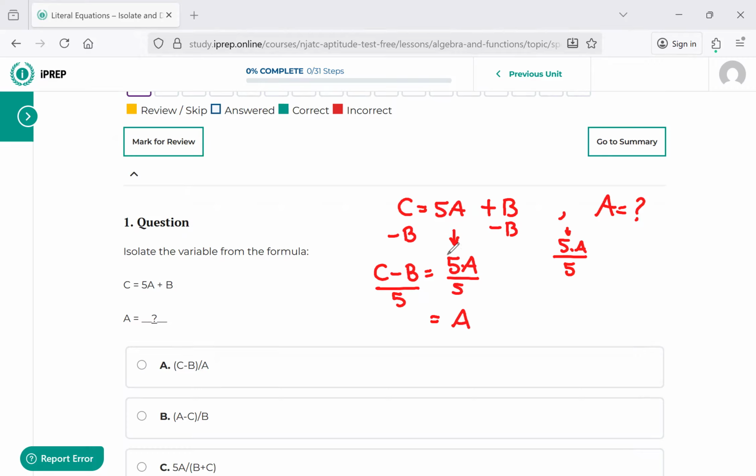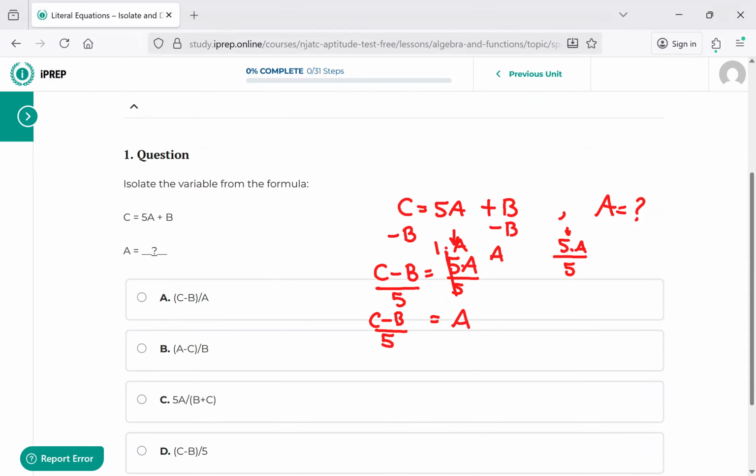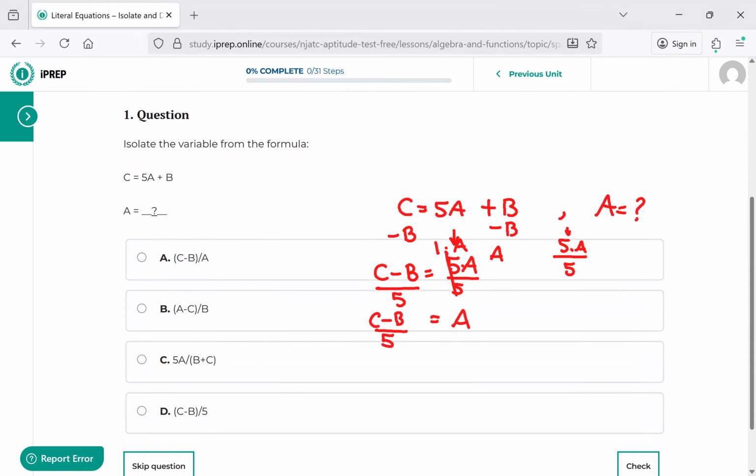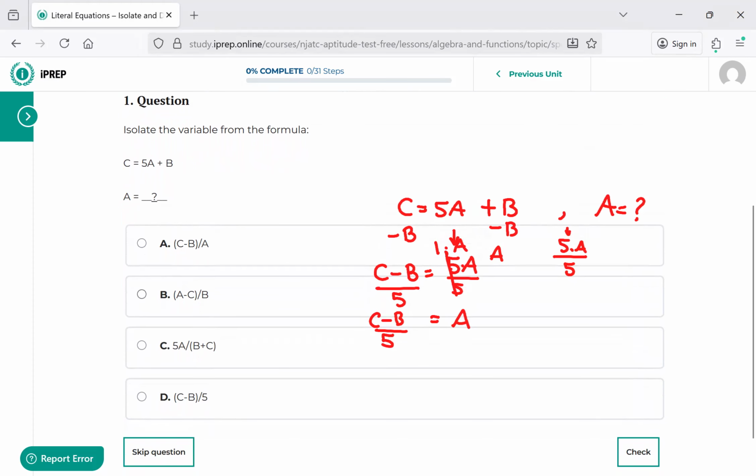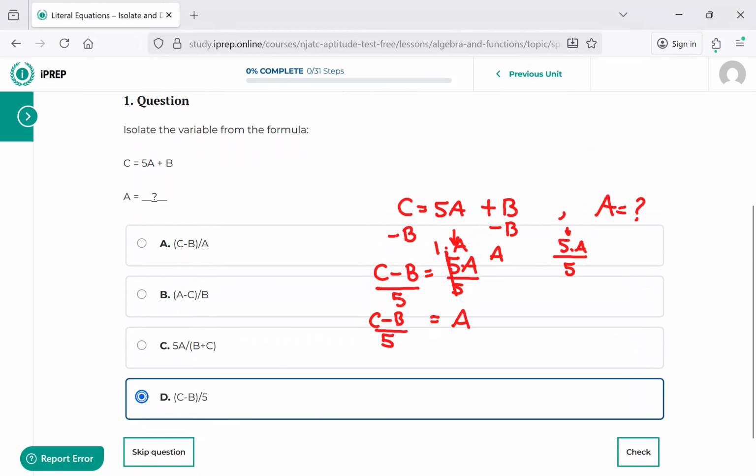So this actually does not become 0. This actually becomes 1, and then you have this A. So what's 1 times A? A. And then on the left, you're left with C minus B over 5. Okay, so which one is that going to be? Letter D, C minus B all over 5. Now that one wasn't too bad.